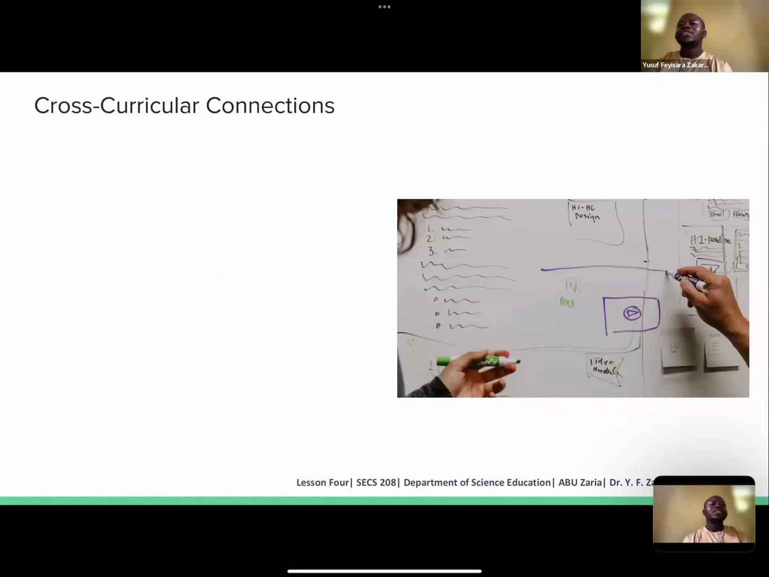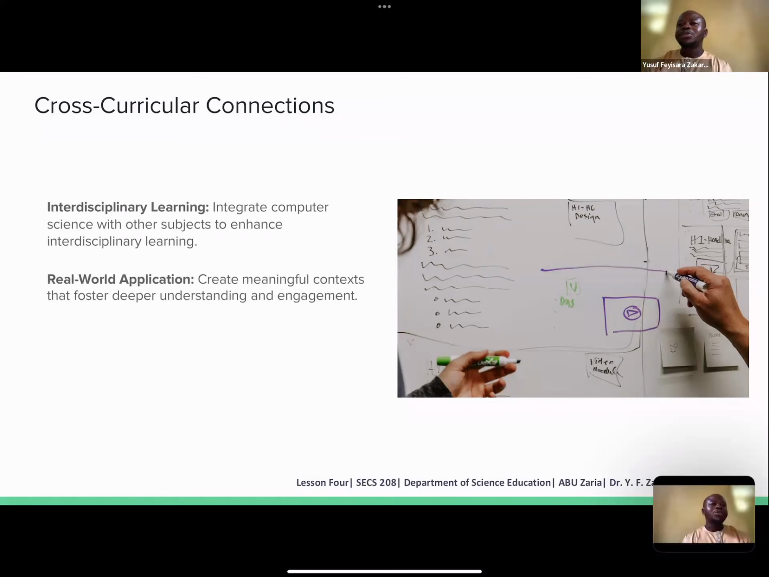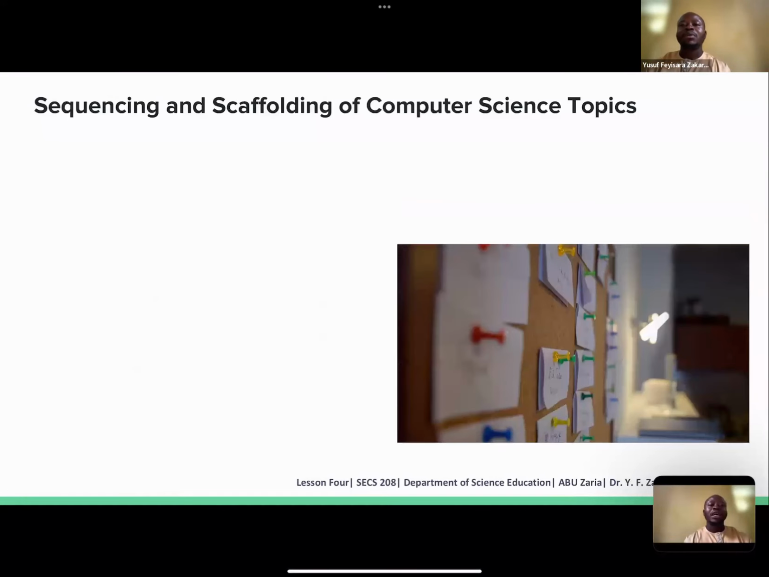Okay, the last strategy is to make cross-curricular connections. Here we are talking about interdisciplinary or multidisciplinary issues, where computer science, for instance, cuts across almost every field. So there must be intersection, and you must bring this out. Interdisciplinary learning integrates computer science with other subjects to enhance the approach to education. Through that, you can link it to meaningful contexts that foster deeper understanding and engagement, and you can also promote collaboration among your students.